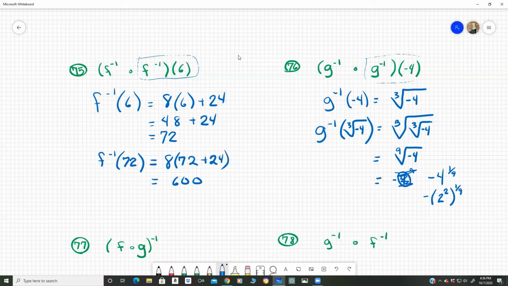And keeping our exponent rules in mind, we know that we basically have to multiply the 2 times the 1/9. Here's our base, this 2 here. And then as we multiply, we get 2 to the 2/9. And that is our answer.